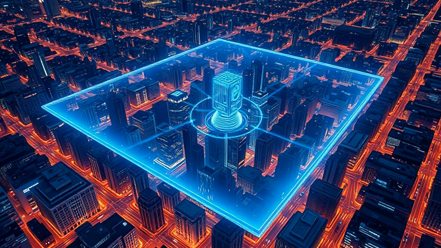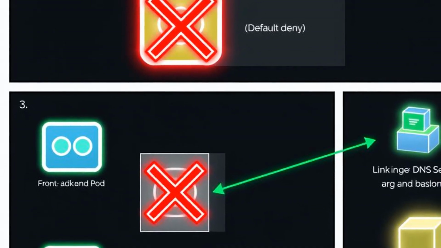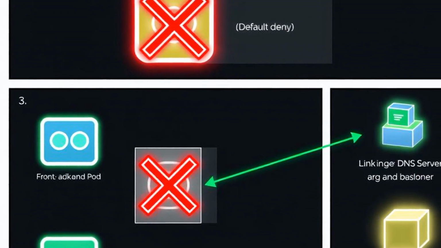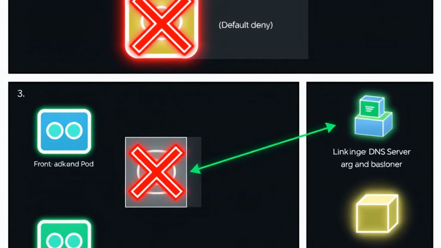Without network policies, any compromised pod could potentially communicate with any other pod in the cluster, leading to devastating lateral movement for an attacker. Network policies allow you to segment your network at the pod level, creating isolated zones and enforcing strict communication rules. This dramatically reduces the blast radius of any security incident, ensuring that even if one service is compromised, it cannot freely interact with others.